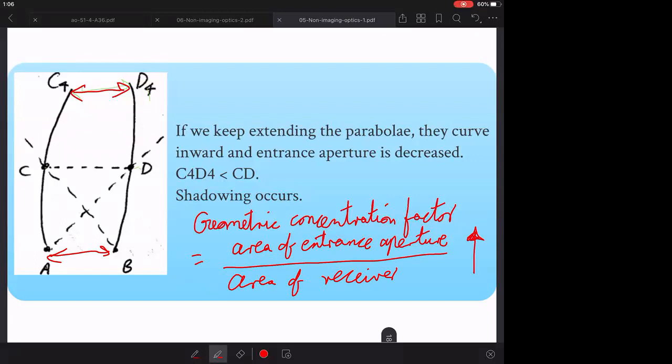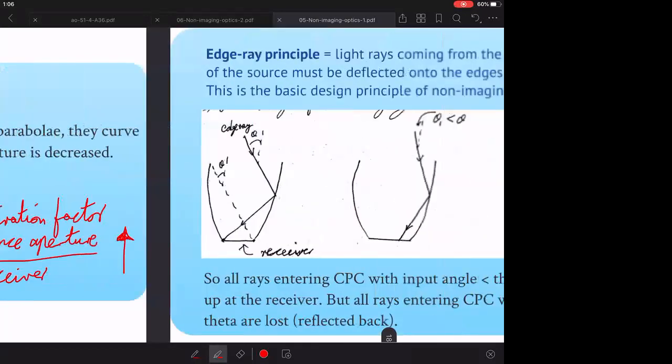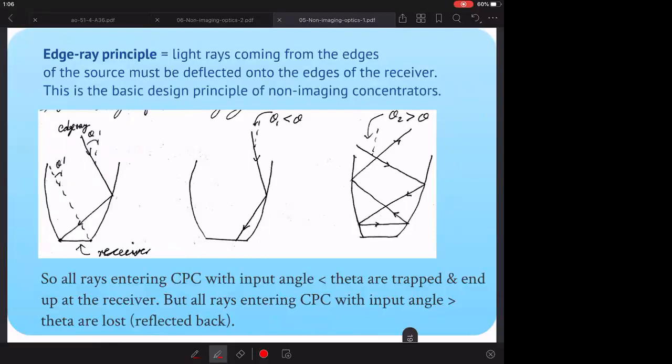Of course, we are drawing all this in 2 dimensions. So in 3 dimensions, the area. Right now it's just a line, but you get the idea. The edge ray principle, let's reiterate this because it's a simple but very fundamental concept in non-imaging optics. Light rays coming from the edges of the source must be deflected onto the edges of the receiver. This is a basic design principle of non-imaging optics.